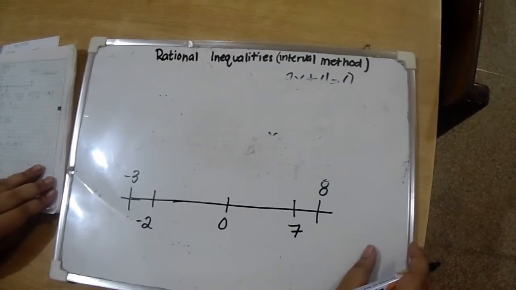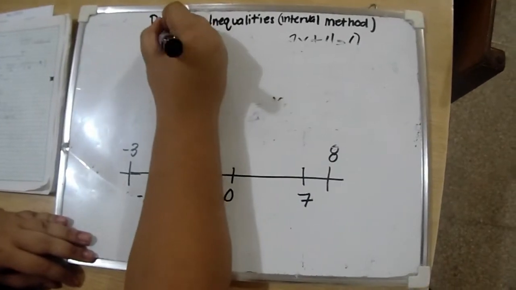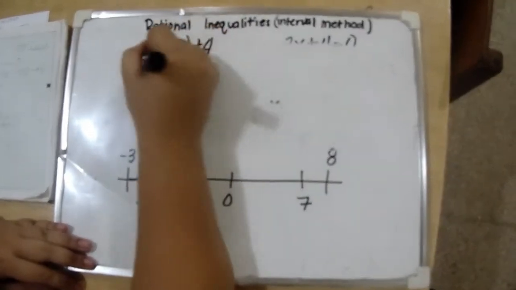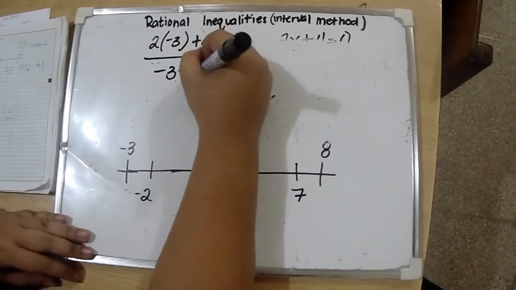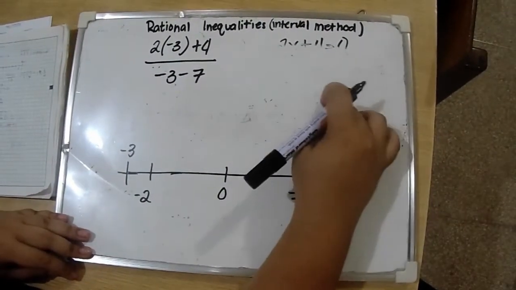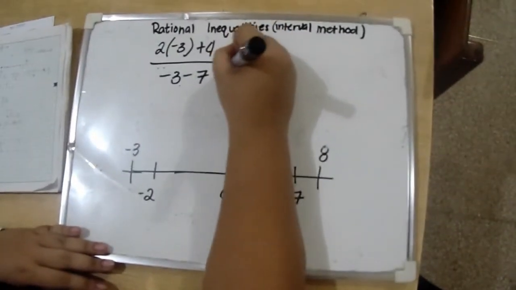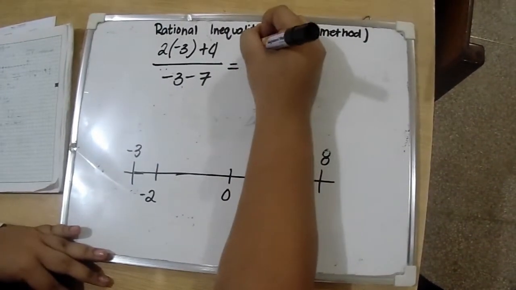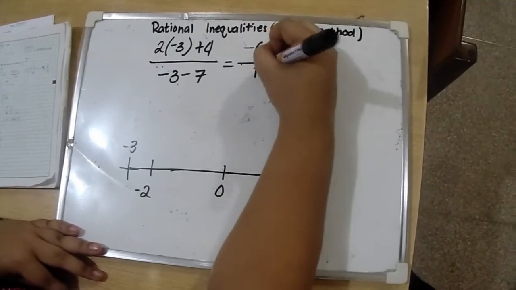So now, first, we're going to substitute the negative 3. So 2 times negative 3 plus 4 over negative 3 minus 7. So in here, we make sure that the value of x is greater than 0. So in here, the answer will be negative 6 plus 4 over 10.